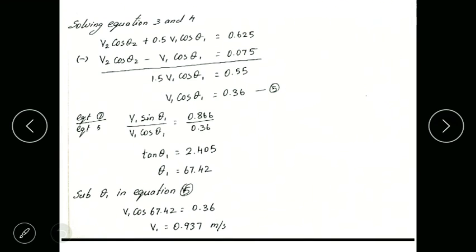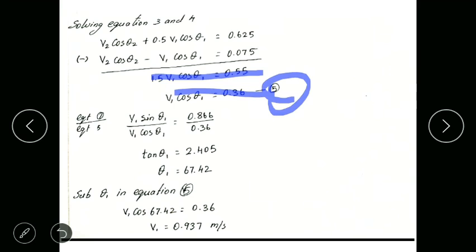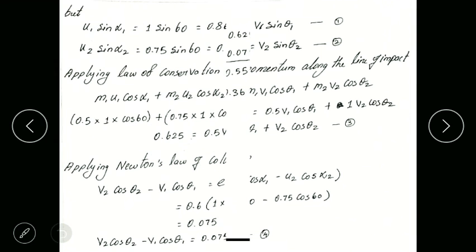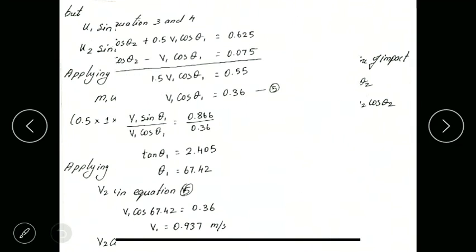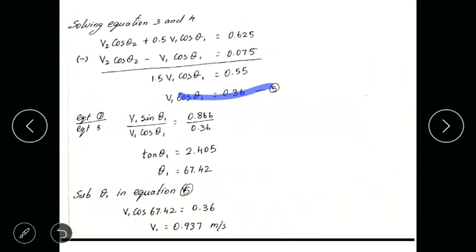Now by solving equations 3 and 4, we find V1 cos theta 1 is equal to 0.36. Make it equation 5, because we don't know the values of theta 1 and V1. So we have equation 1 and equation 5, and we are going to divide these two equations. Equation 1 is V1 sin theta 1 equal to 0.866. Equation 5 is V1 cos theta 1 equal to 0.36.